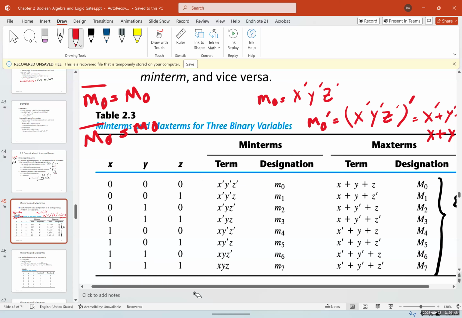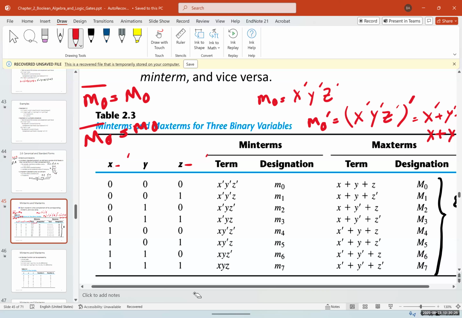So let's see, if x, y, and z are 0, 0, 0, what would x prime, y prime, z prime be? Let's replace it. So if x is 0, then x prime would be equal to what? If y is 0, y prime would be equal to what? And if z is 0, z prime would be equal to what? 1. And 1 multiplied by 1 multiplied by 1 is going to give us 1.